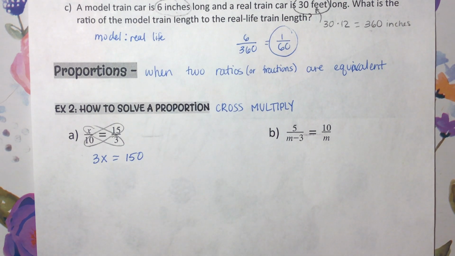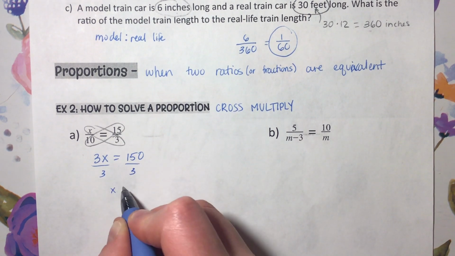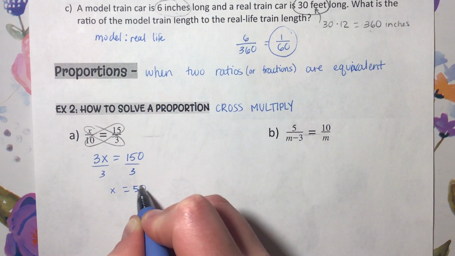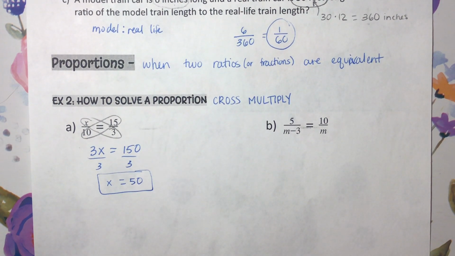At this point, now my equation is all in one line, and it should be a lot easier to solve for you. So I have 3x is equal to 150. I'm going to divide by 3 on both sides. x is going to equal 50. Let's do the same thing with the next example.